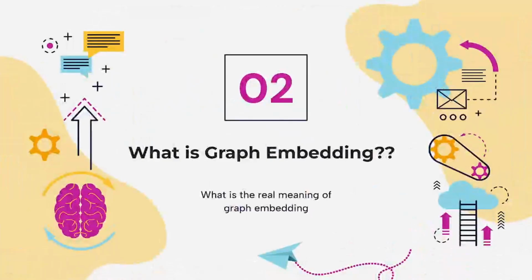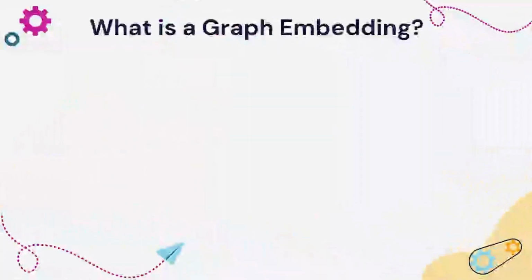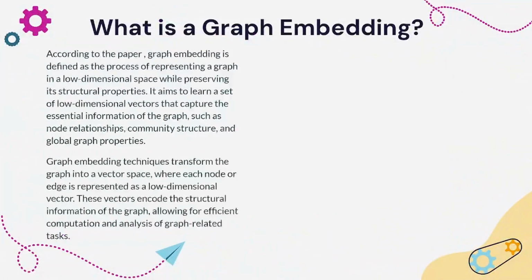So, what is graph embedding? In this section, we'll cover that. According to the paper, graph embedding is defined as the process of representing a graph in a low-dimensional space while preserving its structural properties.